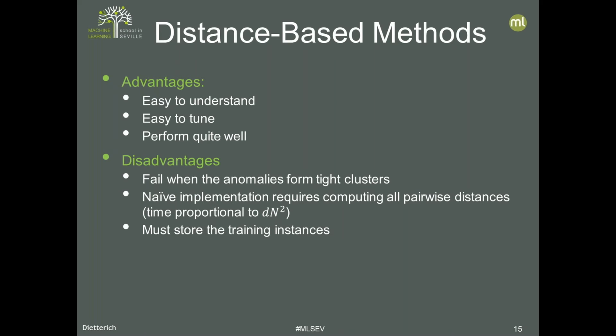A bigger issue is that a naive implementation requires computing all pairwise distances, which is a time that's quadratic in the number of data points. And the biggest problem is you have to store those training instances because you need to look them up at classification time. Some of the other methods I described, the support vector machine, for instance, you only have to store a subset of the instances. And so you have a much smaller memory footprint.